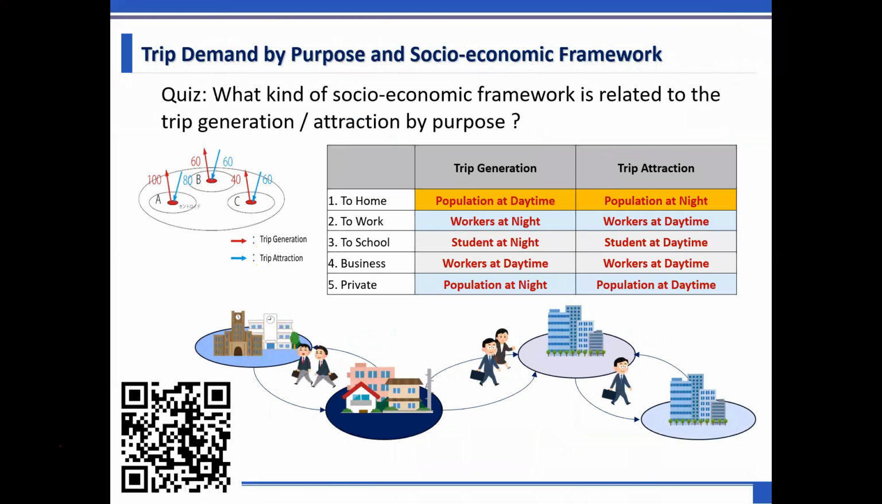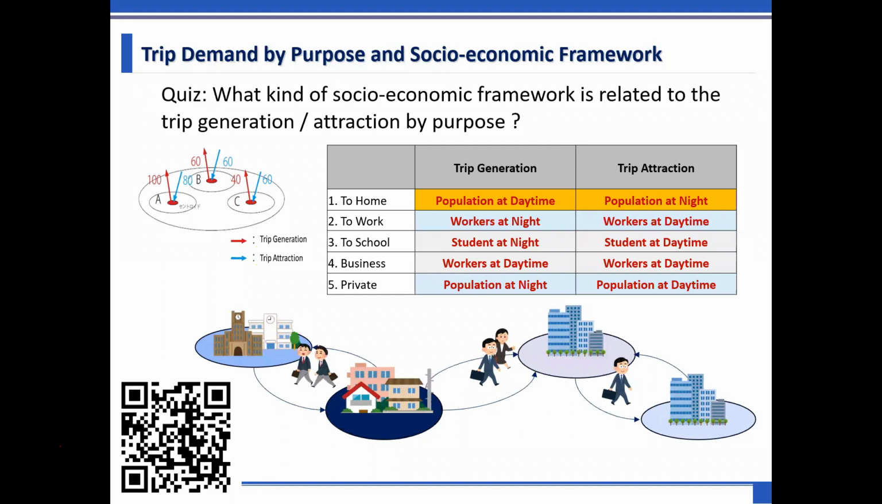Actually, I would like you to fill in the answer. However, here are the answers. Trip generation is the trips going out from the zone.